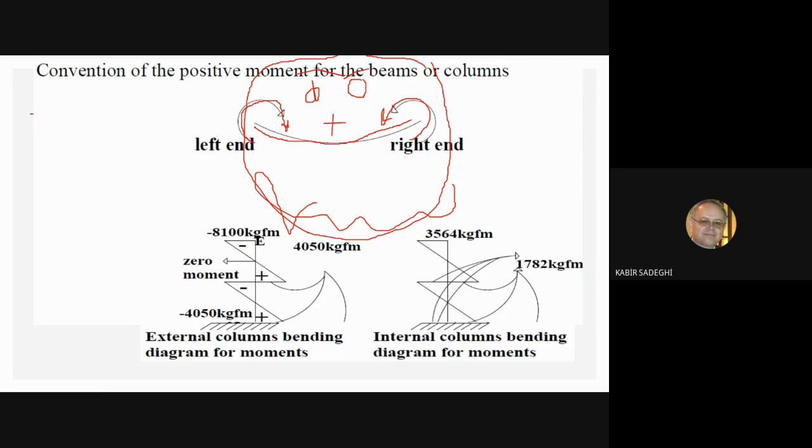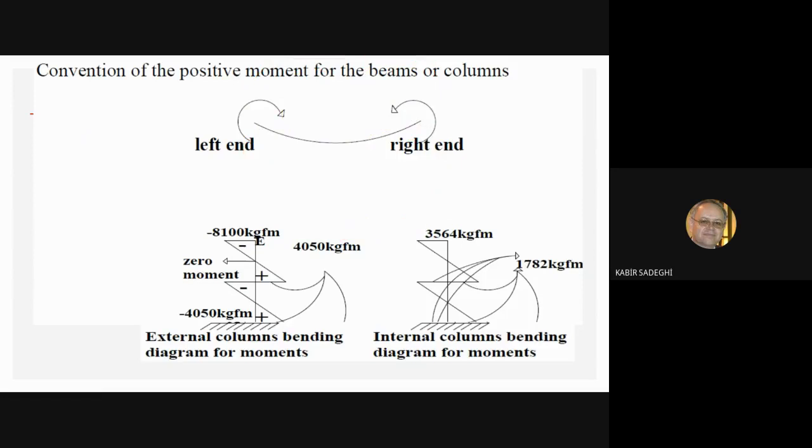It means that at the left end of the beam, positive is clockwise. But at the right end, positive is counterclockwise. Therefore, we apply this convention for the sign of moments in the diagrams.